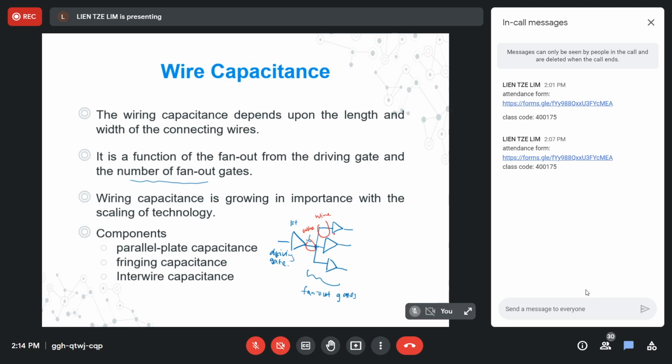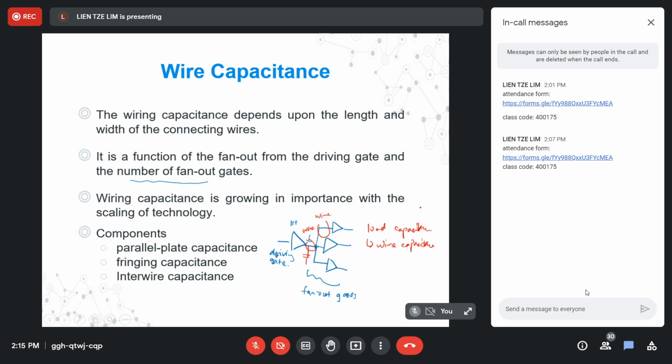if you can recall, I have mentioned before, at the output of the inverter there is actually a load capacitance. Sometimes you call it an output capacitance. Load capacitance consists of wire capacitance. There are other capacitances like gate capacitance, output capacitance. All these capacitances are part of load capacitance, and wire capacitance is one of it.